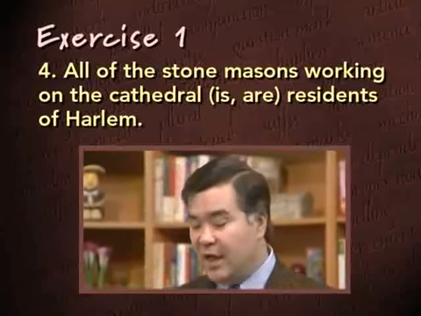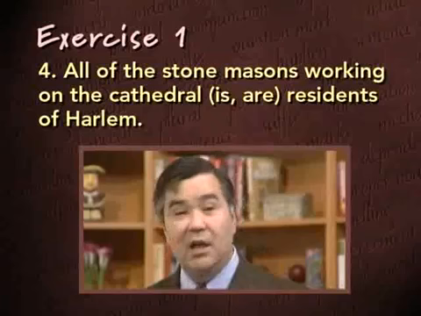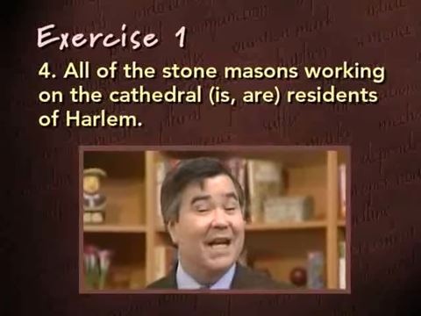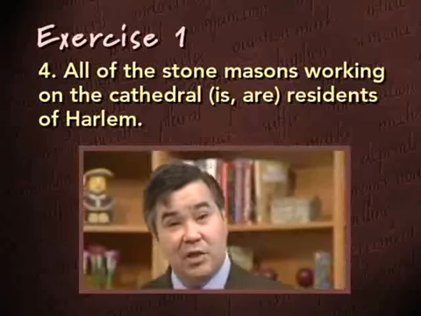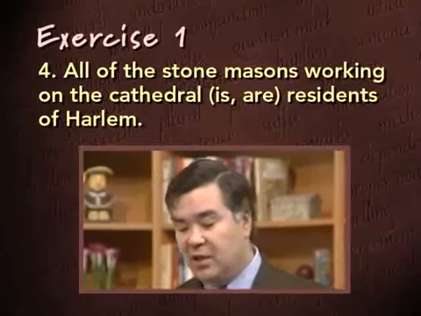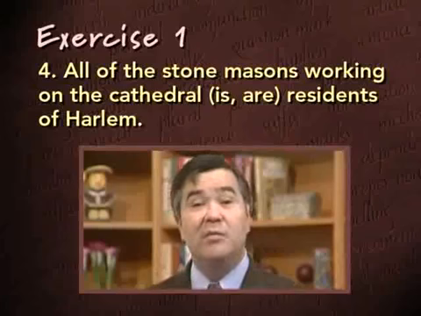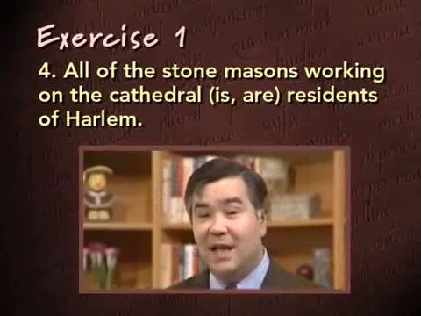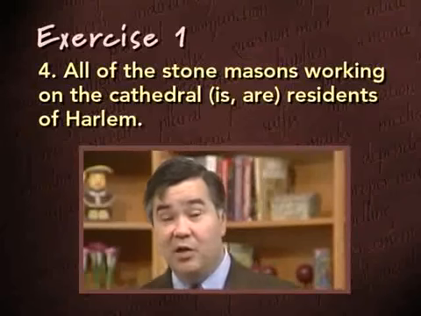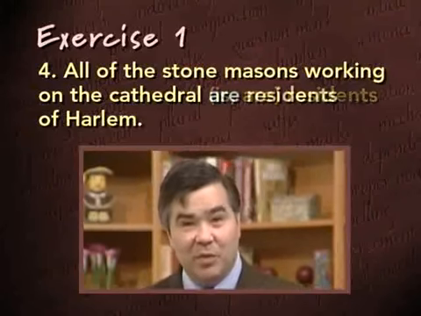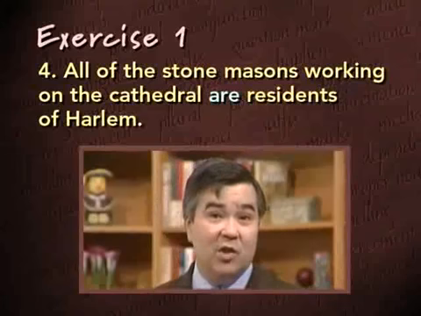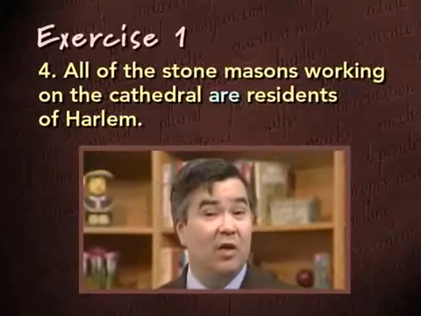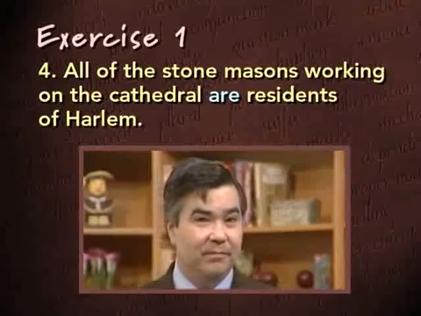Here, the prepositional phrase that follows the pronoun all is of the stonemasons, and the object of that preposition of is masons, which is plural. So taken together, the entire phrase, all of the stonemasons, is referring to more than one person. It's a group of stonemasons. So in this case, the SANAM pronoun all is being used as a plural pronoun, and so a plural verb is necessary. The sentence ought to read, all of the stonemasons working on the cathedral are residents of Harlem, plural.